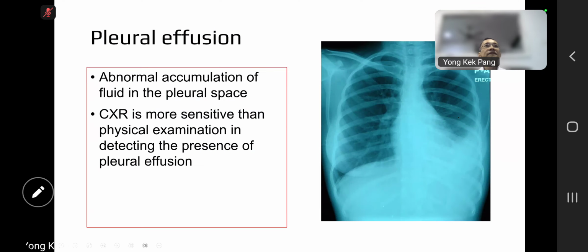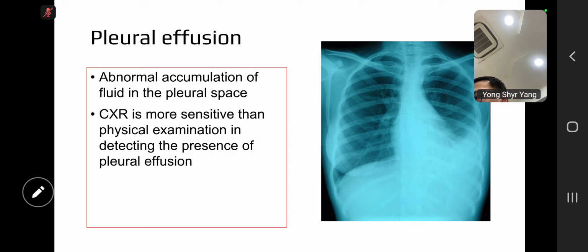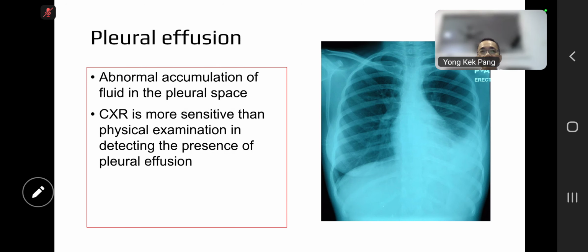Okay, first things first, pleural effusion can be defined as abnormal accumulation of fluid in the pleural space, right? Chest X-ray obviously is more sensitive than physical examination in detecting the presence of the pleural effusion, because the pleural effusion needs to be quite substantial before you can identify it physically.